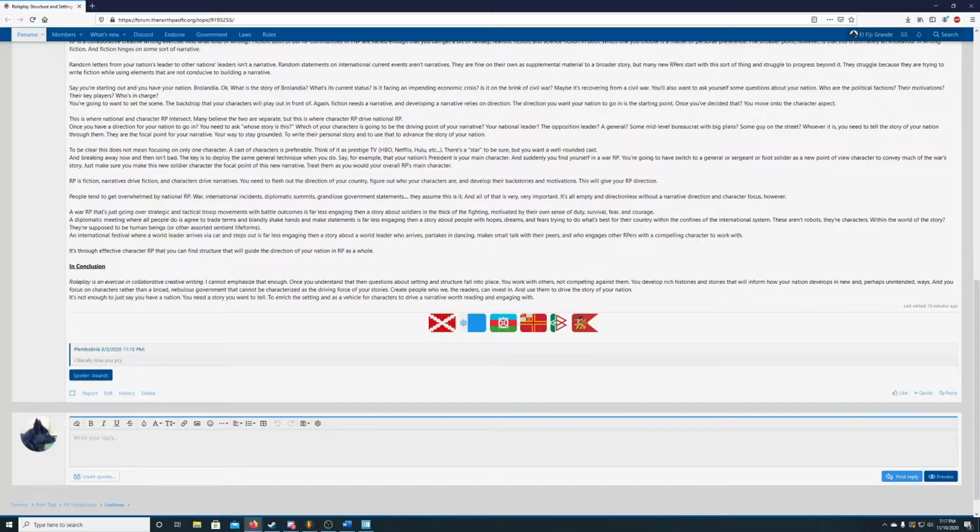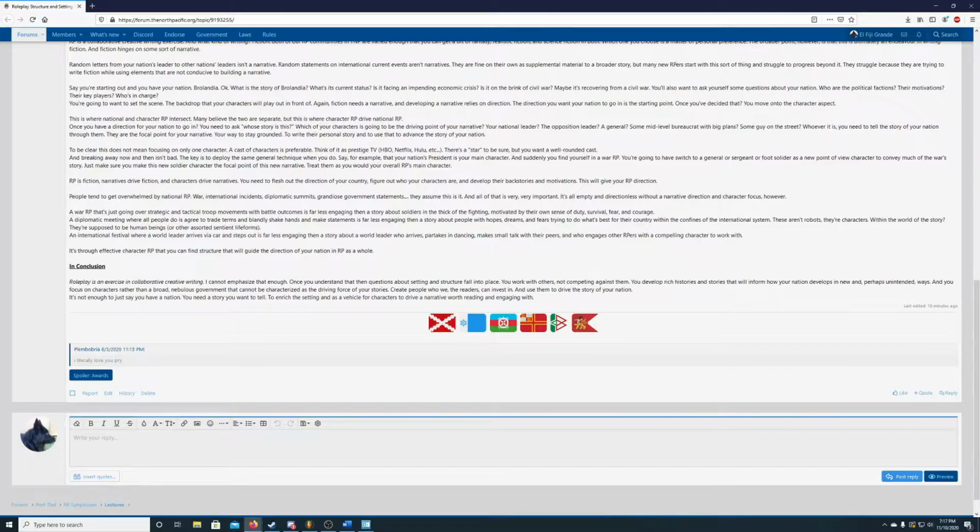Once you've decided that, you move on to the character aspect. And this is where national and character RP intersect. Many believe that the two are separate, almost separate genres of RP, but this is where character RP can be used to drive national RP. Once you have a direction for your nation to go in, you need to ask whose story is this? Which of your characters is going to be the driving point that you need to tell the story?